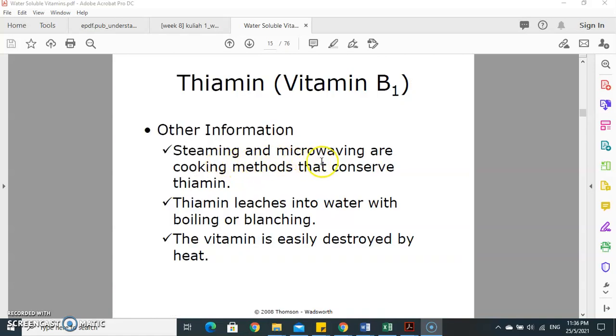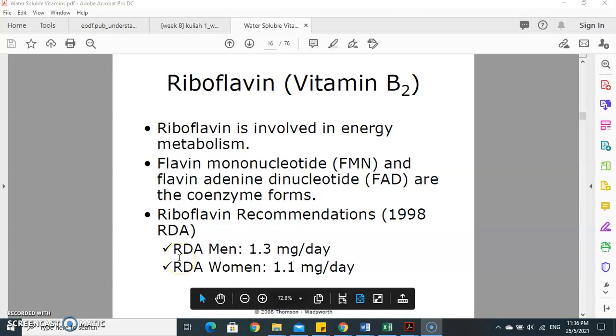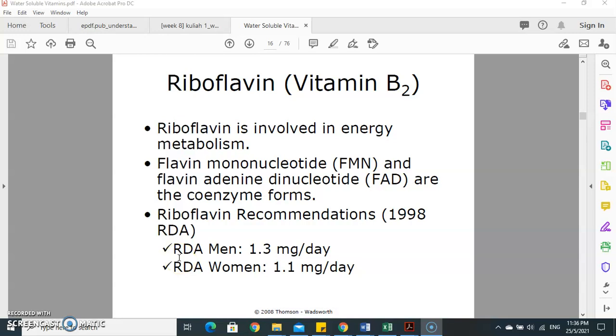So steaming and microwaving are cooking methods that conserve thiamine. Okay, kalau nak kekalkan thiamine, you boleh steam and microwave. So thiamine akan hilang dalam water with boiling or blanching. So this vitamin is easily destroyed by heat. Okay, that is thiamine. Now thiamine tadi sumber dia paling banyak adalah biji-bijirin. Yang kedua, riboflavin. Riboflavin sumber dia adalah banyak di dalam susu. Milk. Tadi biji-bijirin, yang ni pula milk.